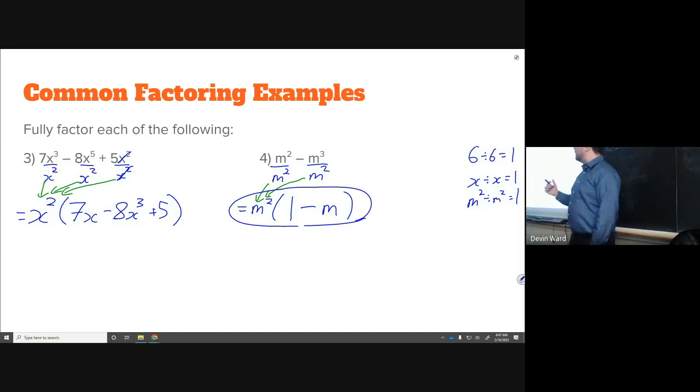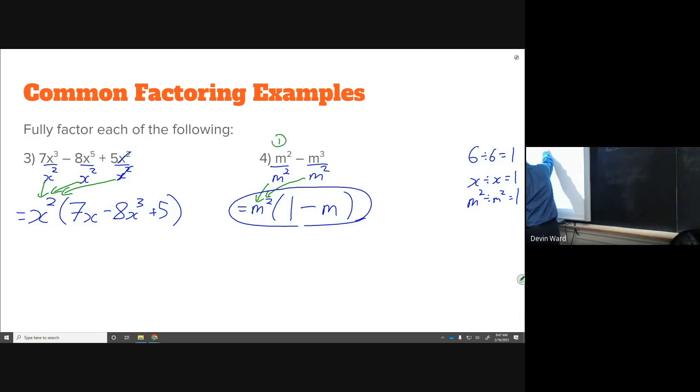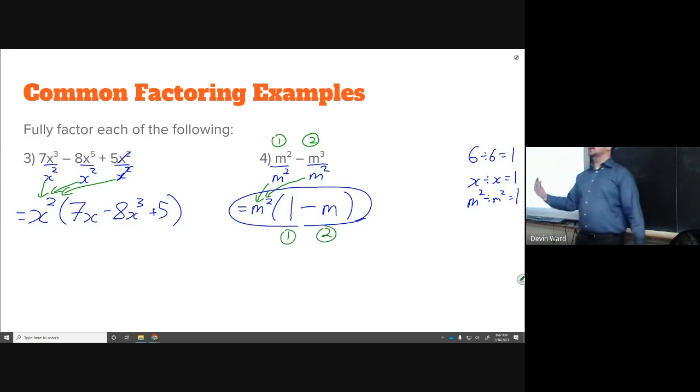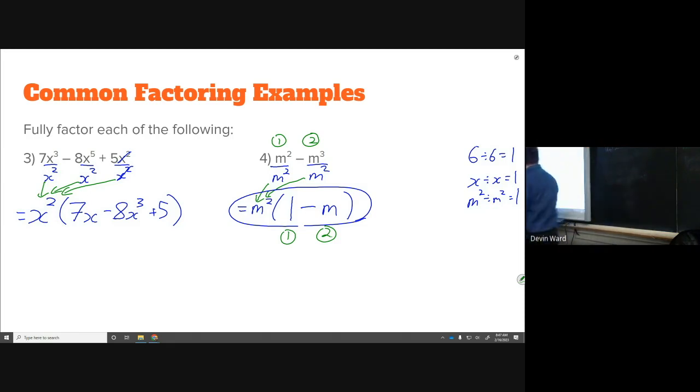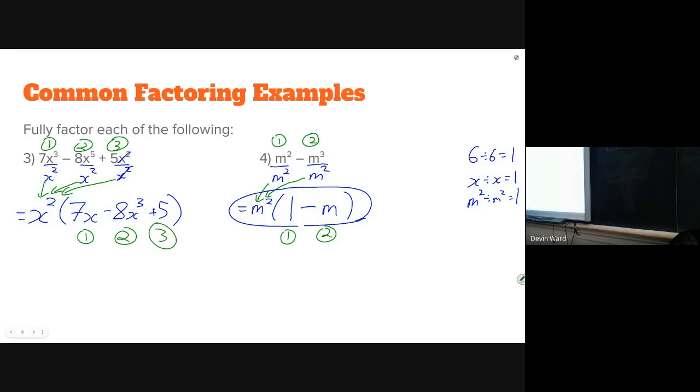So our factored form is m squared times m minus 1. We started with 2 terms, and we have 2 terms inside the brackets, okay? That's why it's not 0, it's 1. Here, and here, 1, 2, 3. We have 1, 2, 3 inside of those brackets. So you always have the same number inside the brackets as you started with. Is that right? Perfect.